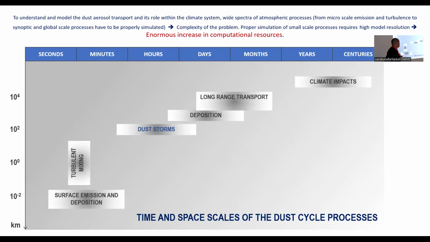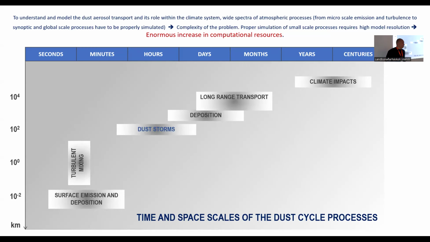To understand and model the hours of the dust transport, the model has to be good enough to really represent the wide spectrum of processes, starting with emission, surface deposition, turbulent mixing, all the way up to long-range transport and climate impacts. That explains the complexity of the problem.